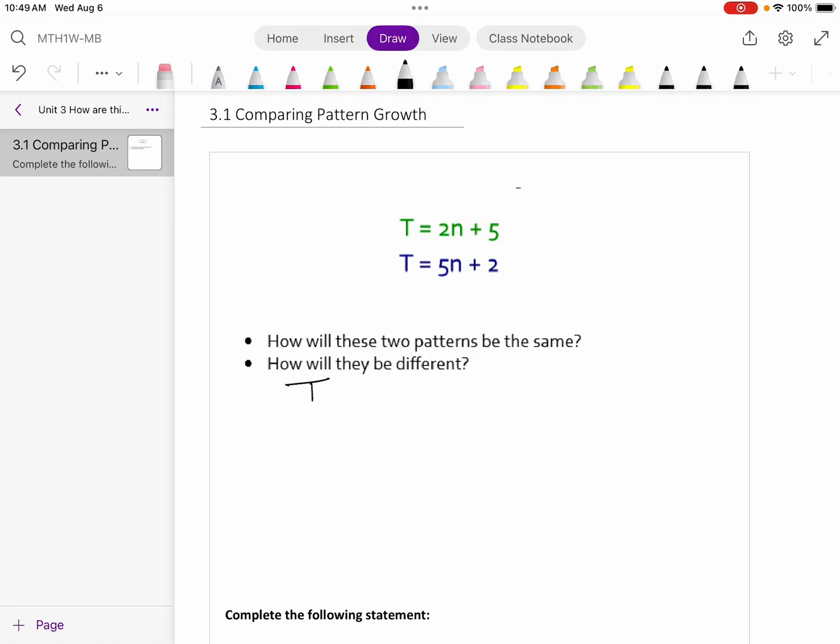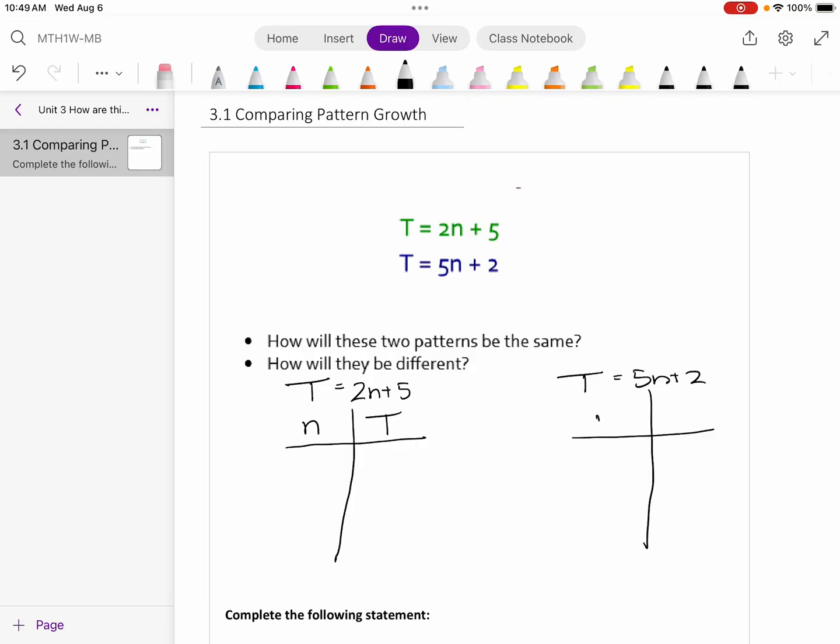So I'm going to create a table for 2n plus 5, and I'm going to create a table for 5n plus 2. And it's okay if you drew the patterns out in order to compare them, or compared them in any way that you saw fit best.